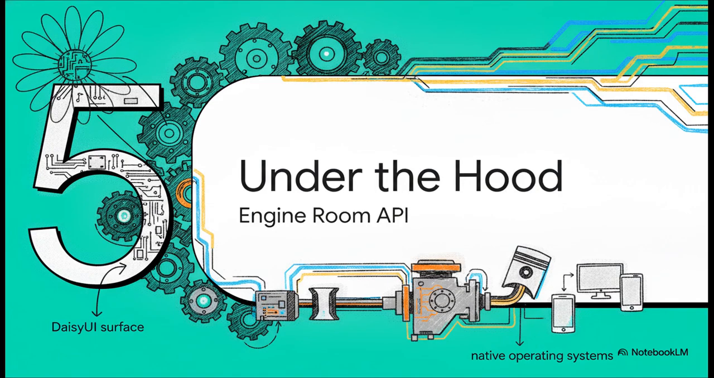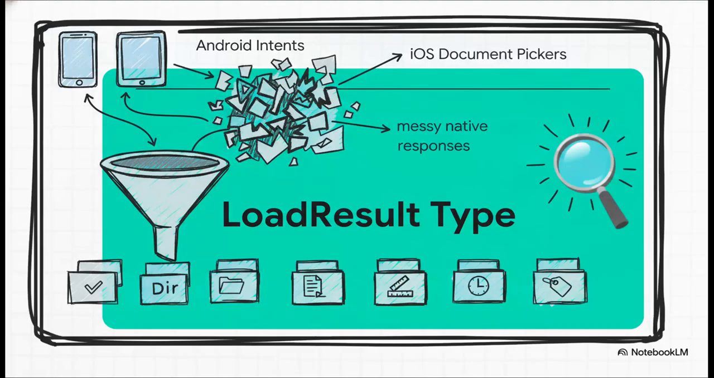Finally, Section 5. Under the hood, the File Handler Engine Room. All right, it is time to satisfy that hardcore engineering curiosity. Let's peel back that beautiful DaisyUI surface to see exactly how the B4XDaisyFileHandler engine room actually talks to the native operating systems. The absolute core of this engine is the load result custom type.